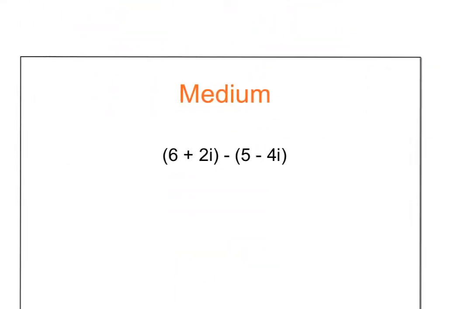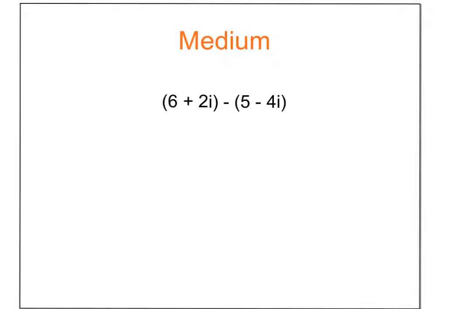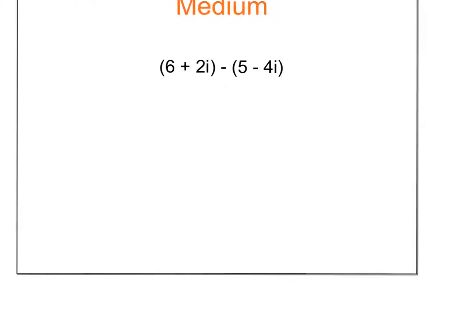Moving on to a problem that's a little bit more difficult. I'm going to call this medium. It looks like it's a subtraction problem. I've got a complex number subtracting another complex number. And this will be pretty straightforward and easy for most students as long as you can remember that this negative is really a negative 1 there, and I need to distribute that negative 1 to both parts of my second complex number. So the 6 plus 2i won't change, but then I've got a negative 1 times 5, which is a negative 5, and a negative 1 times a negative 4i, which is a positive 4i.